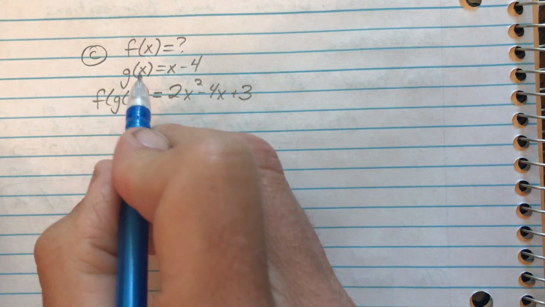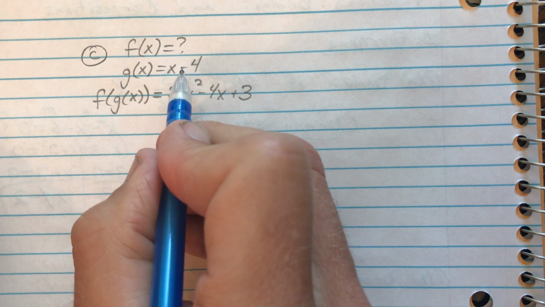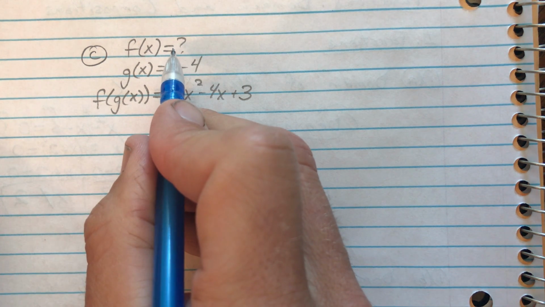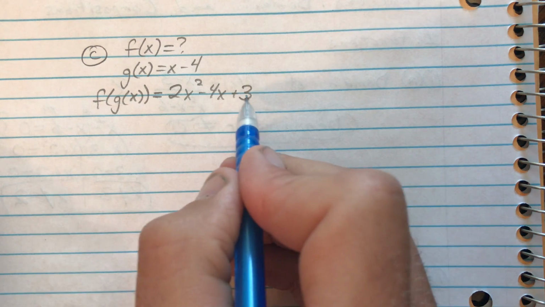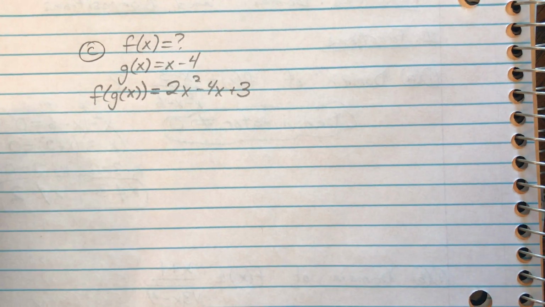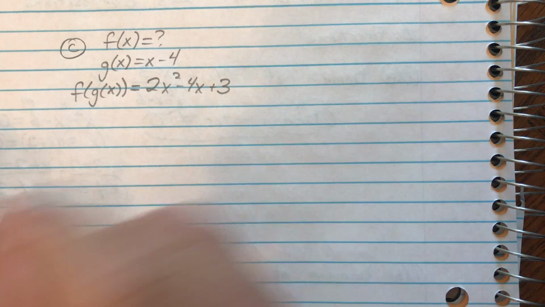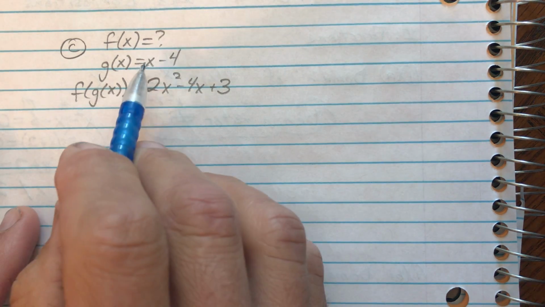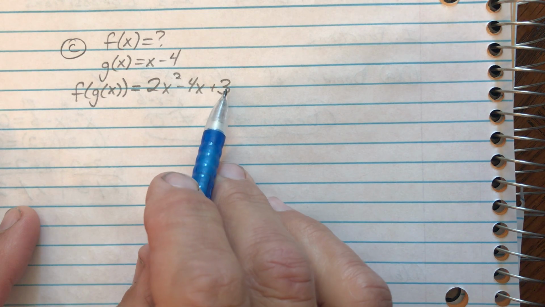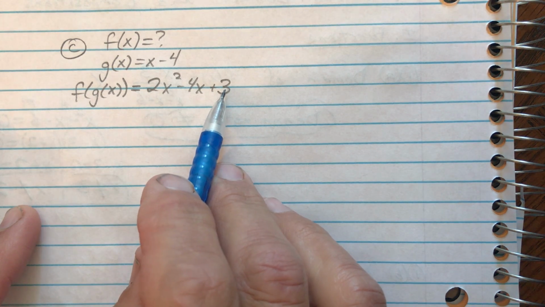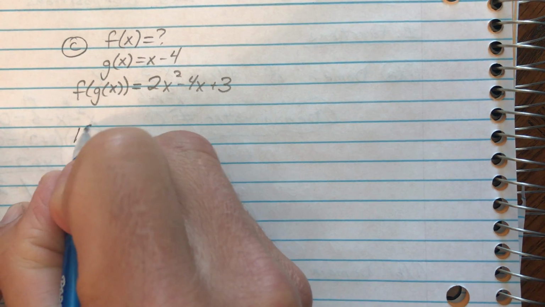Now think about it. G of x, which is x minus 4, gets plugged into some mysterious f of x function to provide this trinomial. So what we have to do is guess and check or invent a function so that when you plug x minus 4 into it, you get all three of these terms. Now that's a lot to ask. So we're going to do this in steps.